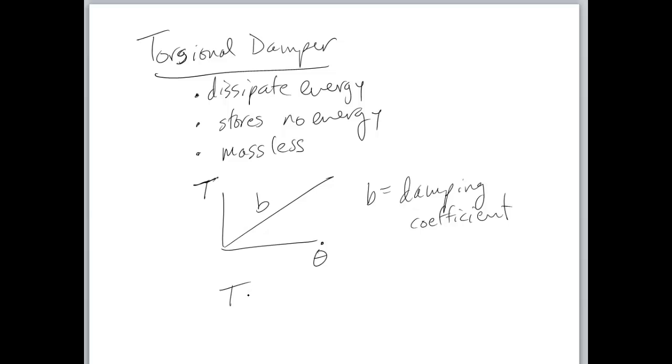Then we have this relationship that the torque or the moment equals B times theta dot. In this case, B equals T over theta dot, and the units here will be newton meters divided by radians per second, or a newton meter second over a radian.